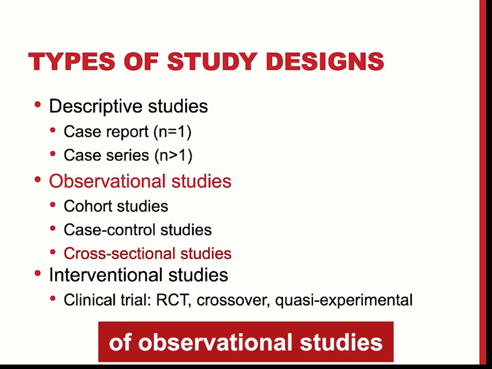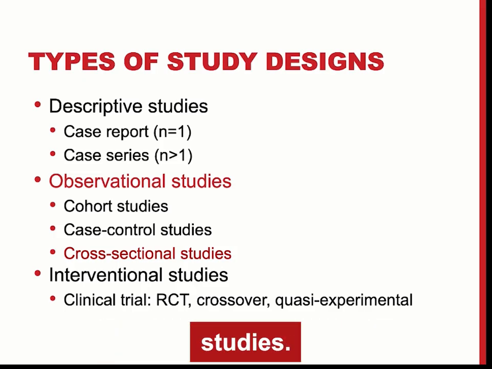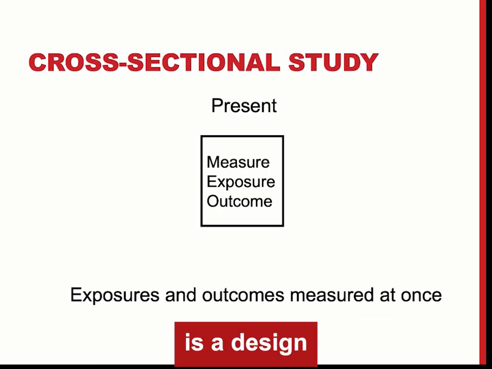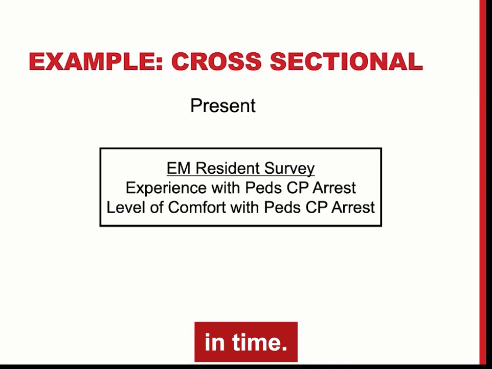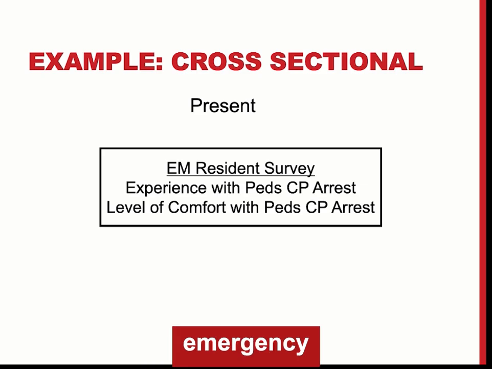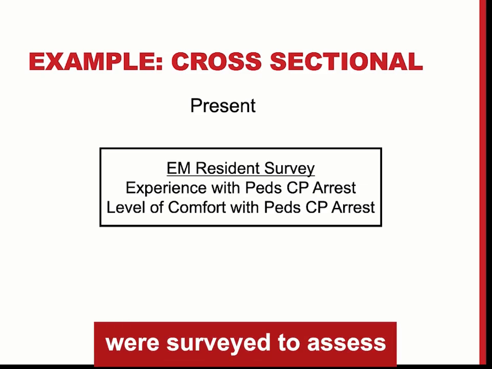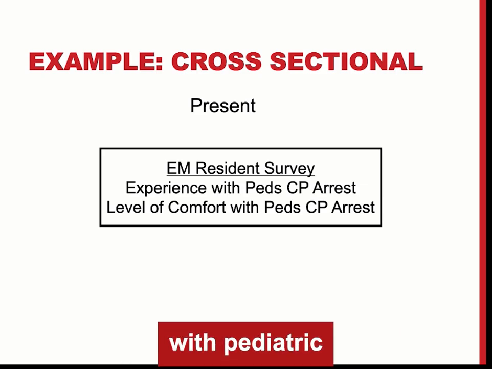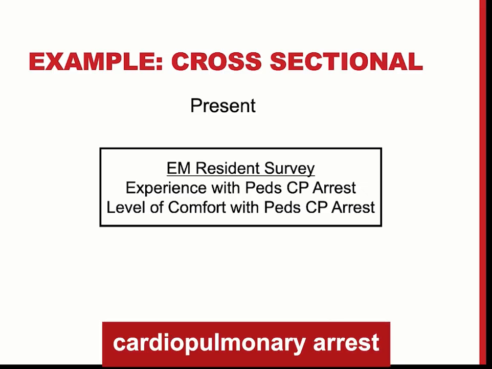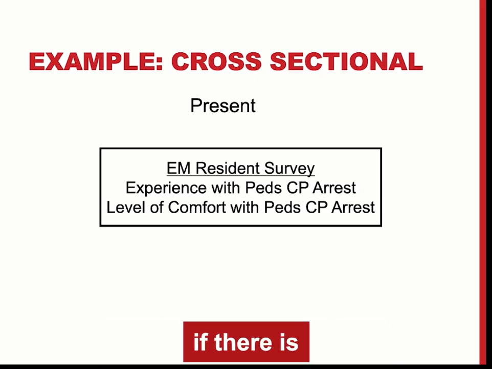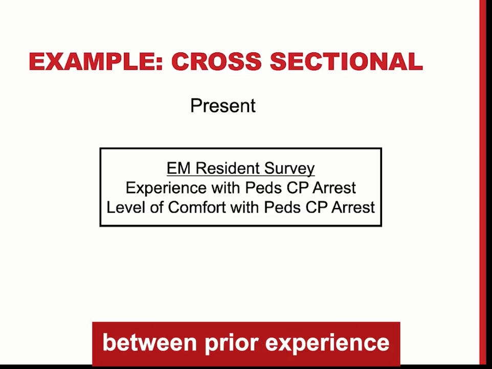We will finish our discussion of observational studies with cross-sectional studies. A cross-sectional study is a design in which you collect data at a single point in time. In this example, emergency medicine residents were surveyed to assess their prior experience with pediatric cardiopulmonary arrest and their level of comfort with pediatric cardiopulmonary arrest to determine if there is an association between prior experience and level of comfort.